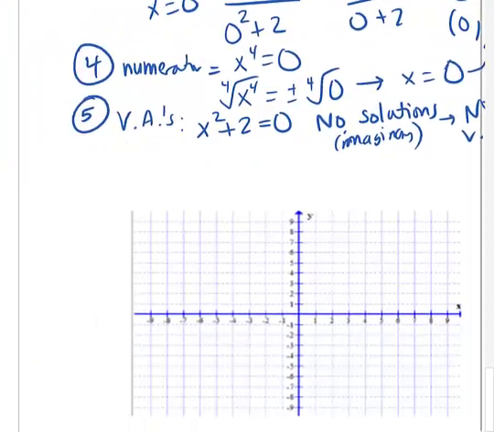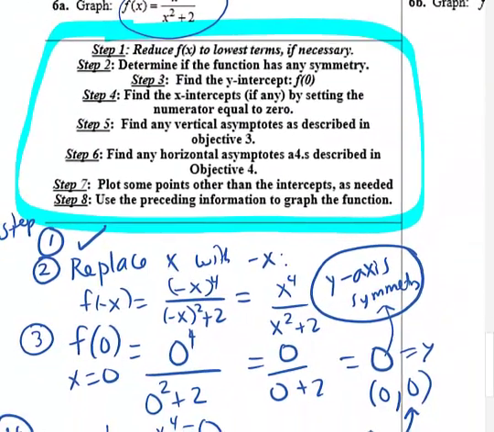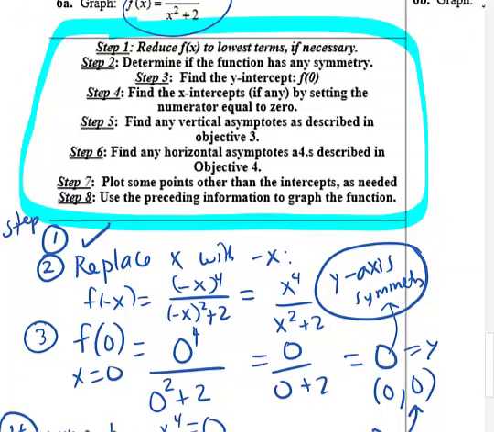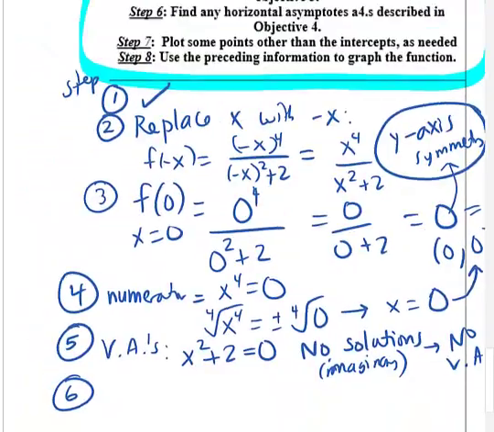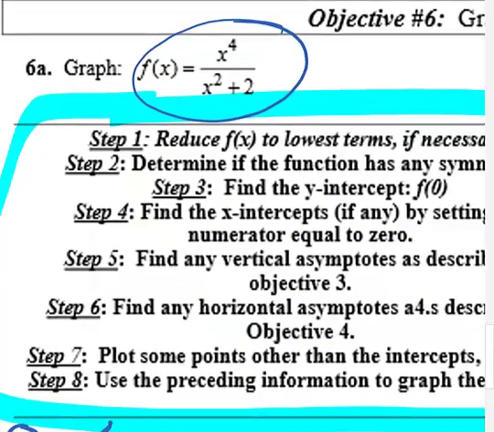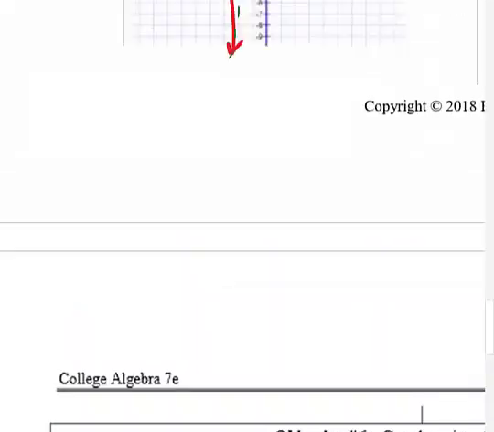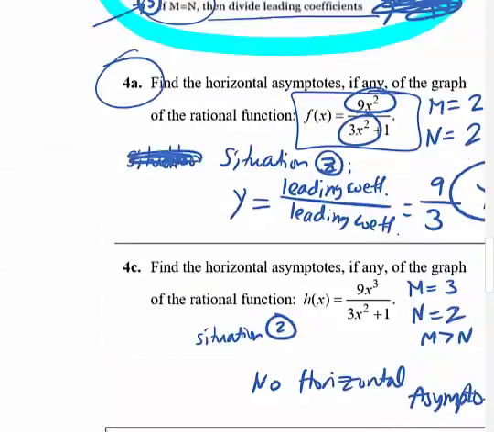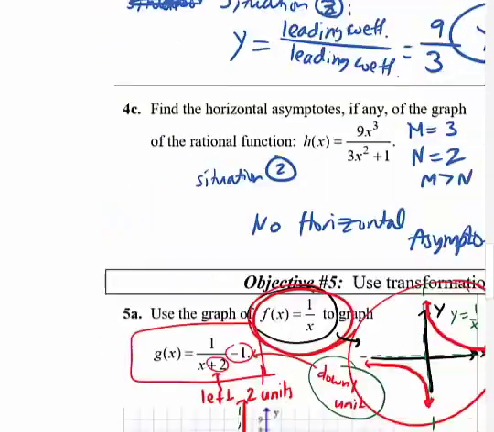Kind of interesting, huh? Then step 6 says you want to find any horizontal asymptotes as we described in objective 4. Horizontal asymptotes, this was where it depended on the degree. Remember, if the degree of the numerator is higher than the degree of the denominator, like we saw before, like this one, there is no horizontal asymptote.